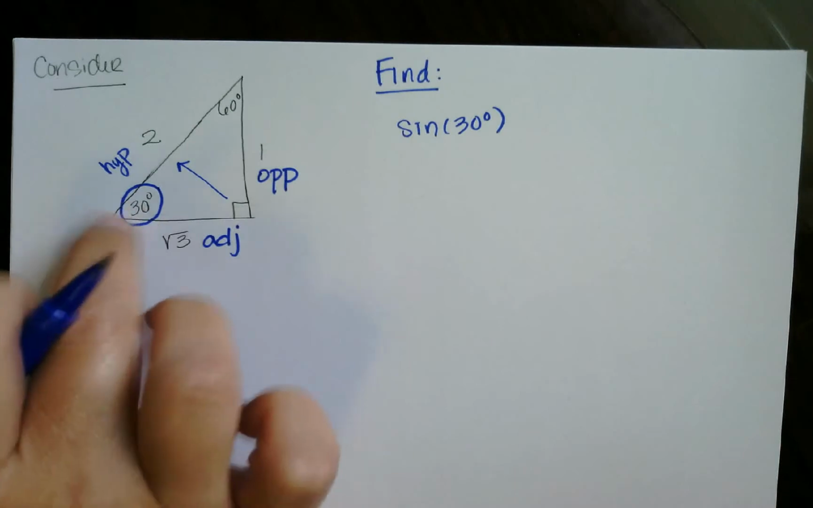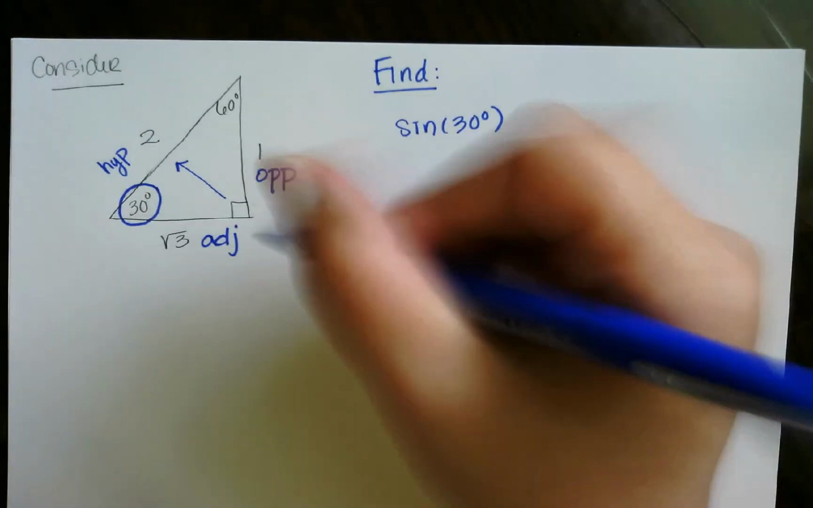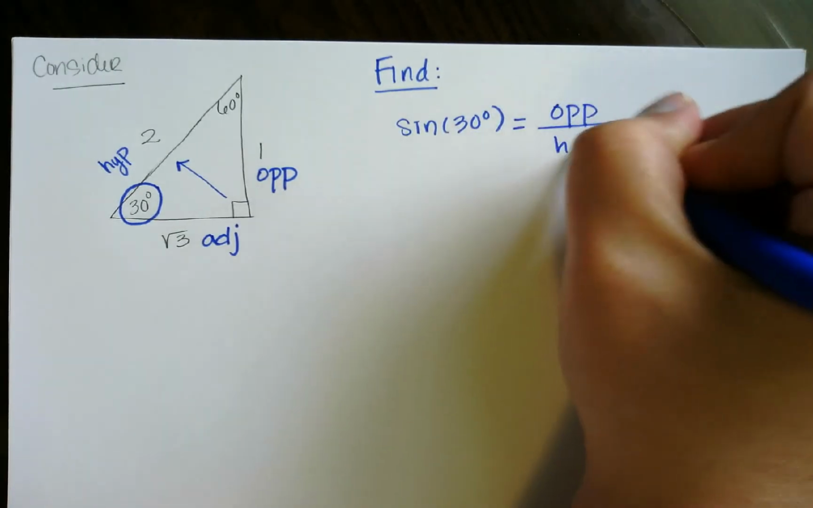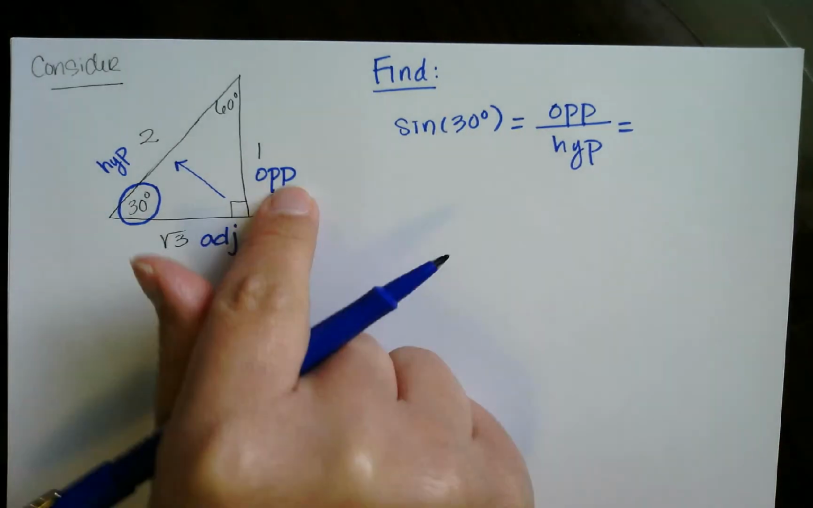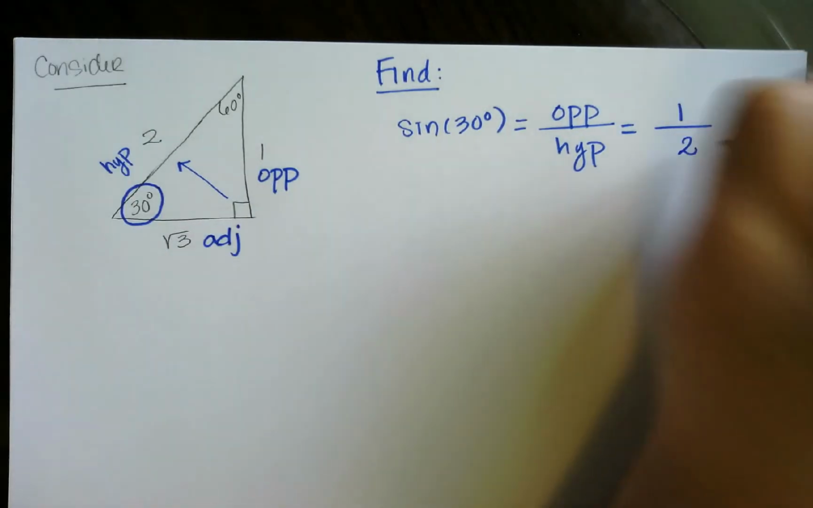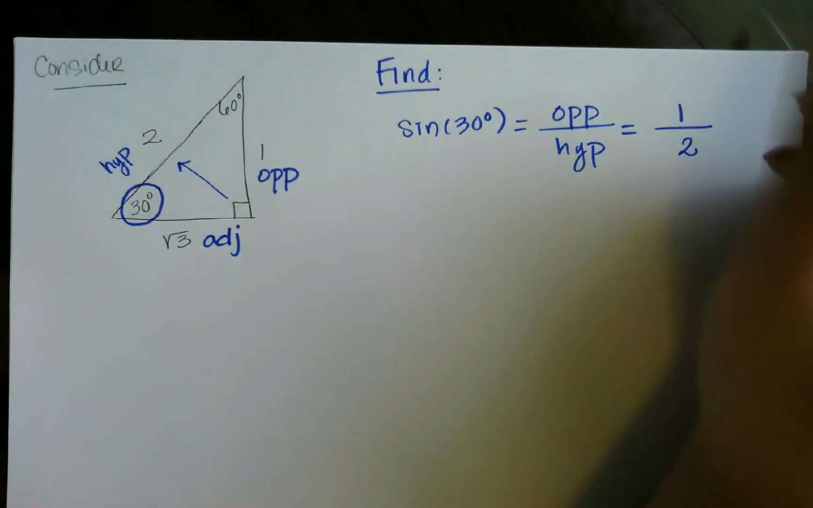That's what you got to know. What angle are you paying attention to? That's how you label it. Alright, sine of 30 degrees, the definition never changes. It's still opposite over hypotenuse. And according to our labeling, the opposite side for us is 1 over hypotenuse, which is 2. So it's all about the angle you are working with. So that would be your answer. Sine of 30 degrees equals 1/2.